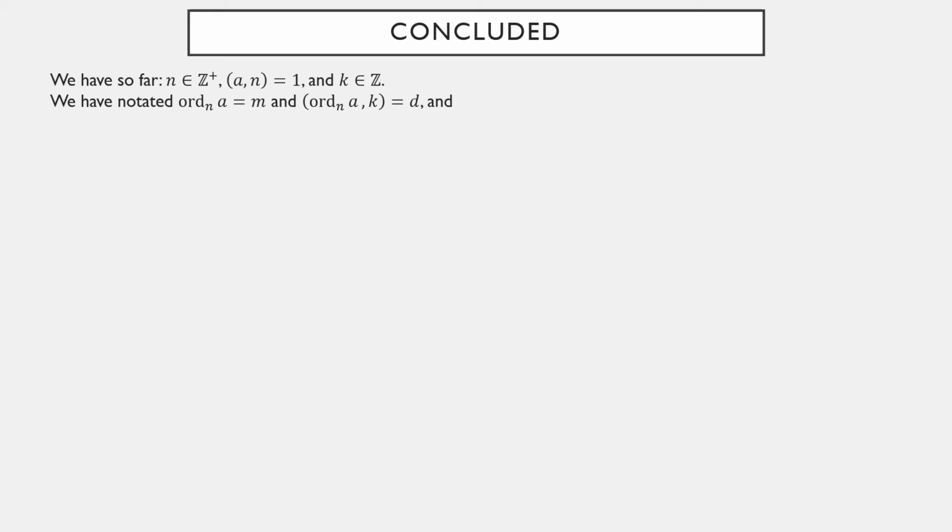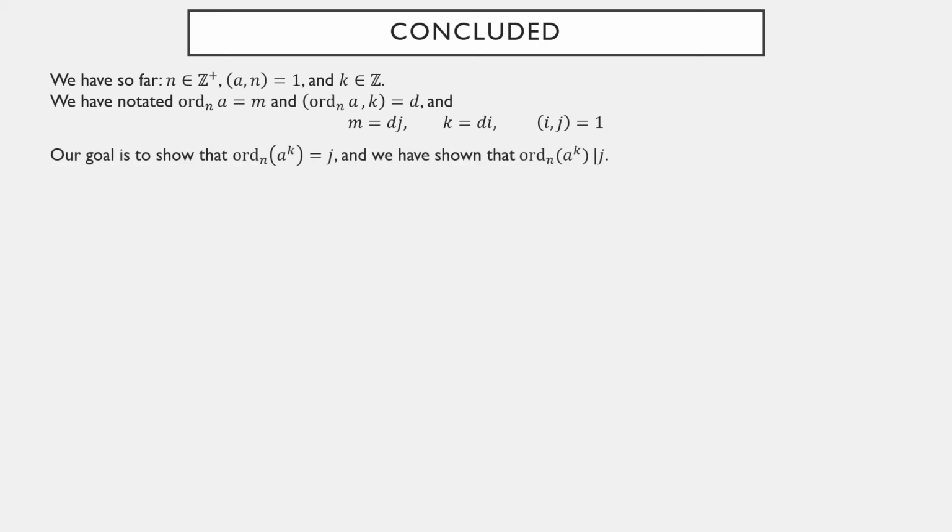So let's finish that proof. n is a positive integer, a is relatively prime to it, k is any integer. We said, just for notational convenience, the order of a is going to be written as m. The GCD of the order of a and this integer k is going to be written as d. Then we wrote m is equal to dj, k is equal to di, where i and j are relatively prime. Our goal was to show that the order of a to the k is equal to j, and what we have shown is that the order of a to the k is a factor of j.